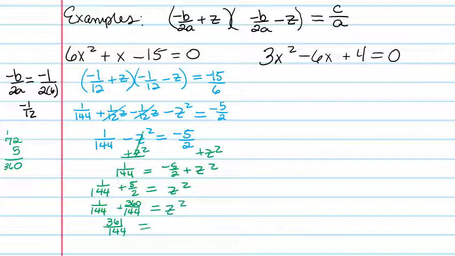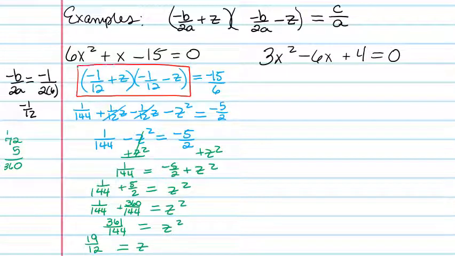And so now I'm going to take the square root of both sides, and I get 19 over 12. That's what z is, plus or minus 19 over 12. You're like, that's not my answer. I know. Remember what your answer is? Let's go back and look. Our answer is negative 1/12 plus 19 over 12 and negative 1/12 minus 19 over 12.